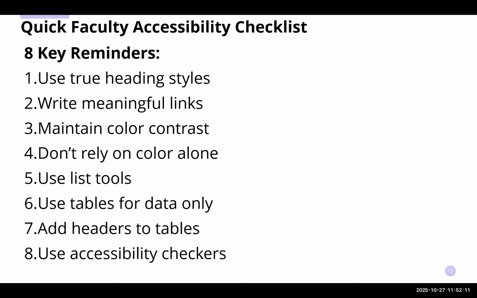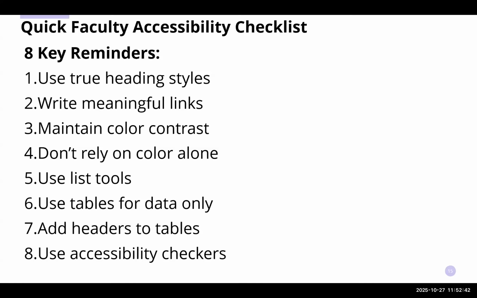Keep your color contrast strong so that the text is easier to read, and make sure not to rely on color alone to convey any important information. Adding other cues like labels or patterns can help everyone understand. Use the built-in tools rather than typing symbols to create lists, and only use tables to organize actual data, never for layout or spacing.